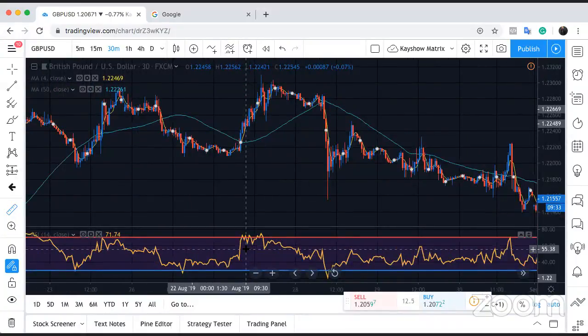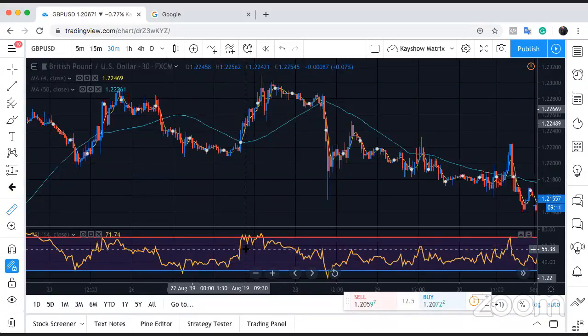And don't forget, guys, just because I'm showing you the moving average and the RSI together doesn't mean that you can only use the moving average and the RSI together. You can combine multiple indicators. For example, you can combine RSI with support and resistance. You can combine Bollinger Bands with EMA.